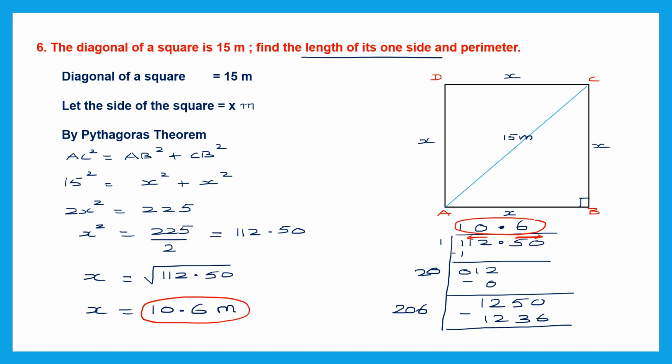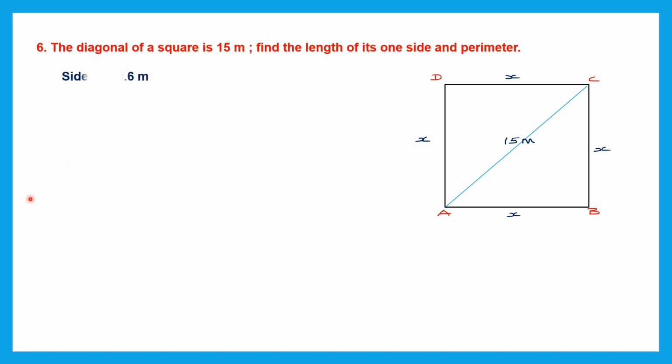Now let's go ahead and find the perimeter. So here, the side is 10.6 meters and to find the perimeter, it is 4 into side, that is 4 into 10.6 meters. So let's multiply this.